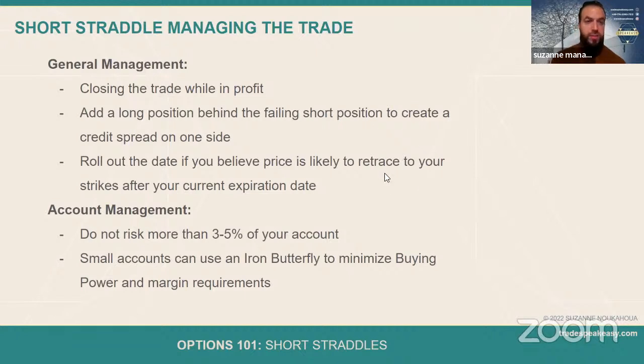So general management is closing the trade while in profit, adding a long position behind the falling short position to create a credit spread on one side, or roll out the date if you believe price is likely to retrace to your strikes after your current expiration date. And as far as management, we never want to risk more than 3 to 5% of our accounts. For me, that's even high.